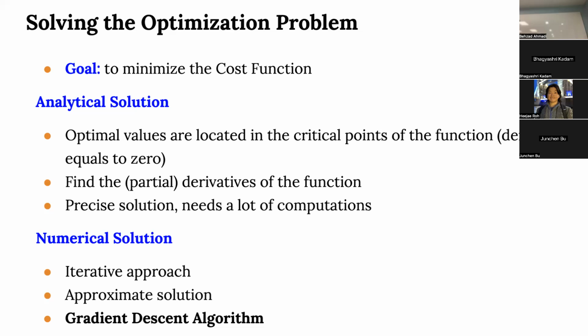Now, if you have W1, W2, W3, then imagining this becomes even harder. But the goal here is to find the W's and B. If you have multiple W's, there's a set of W1, W2, W3, and B that minimizes this. Again, this is not always the case because sometimes the functions are not really convex. So not every problem has a solution, but simple problems have a global minimum.